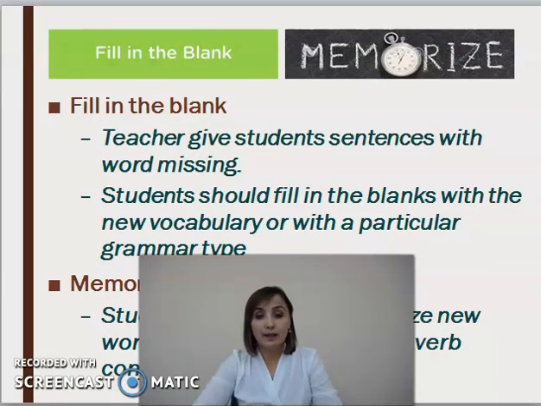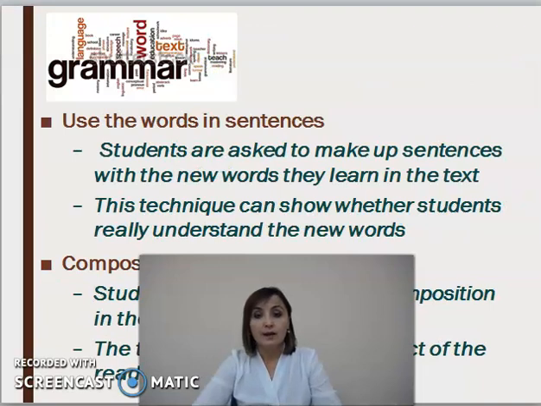Fill in the blank. The teacher gives students sentences with words missing. Students should fill in the blanks with the new vocabulary or with a particular grammar type. Memorization. Students are asked to memorize new words, grammatical rules, and verb conjugations. Use the words in sentences. Students are asked to make up sentences with the new words they learn in the text.